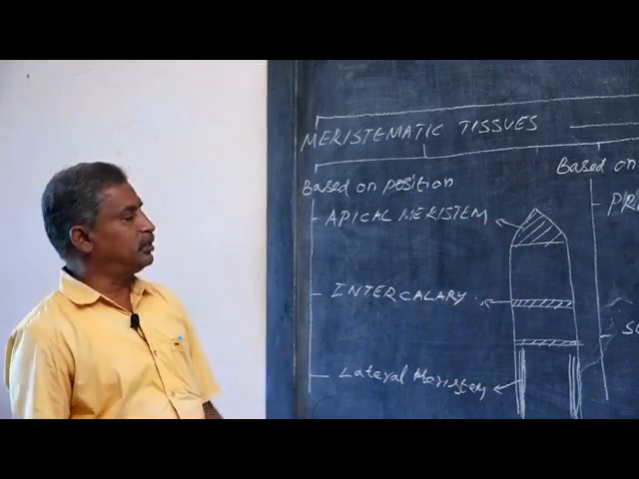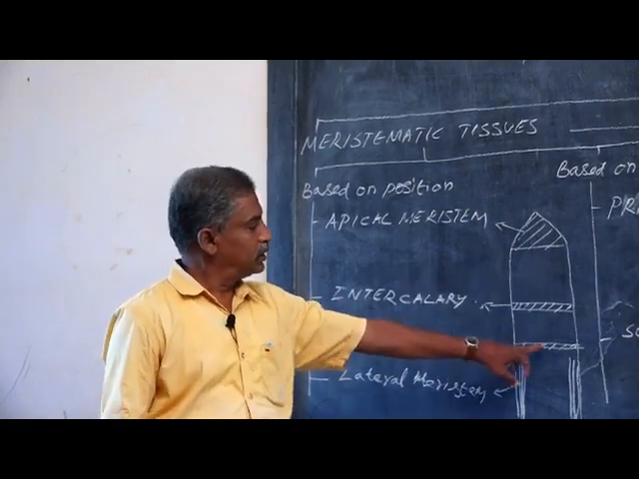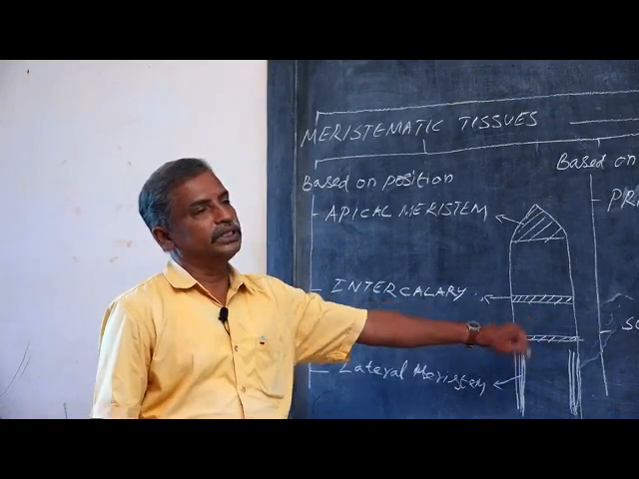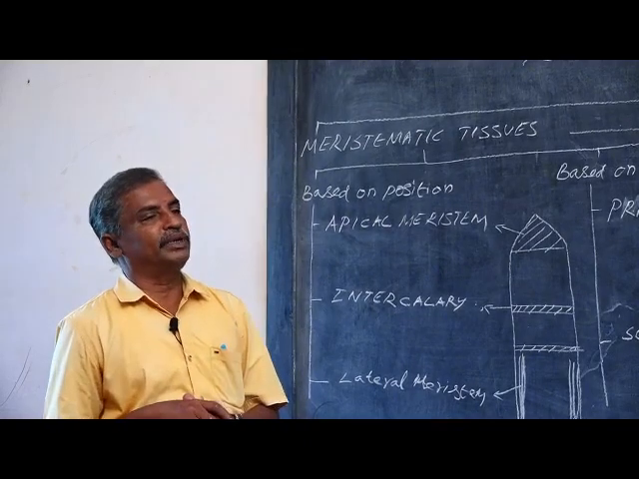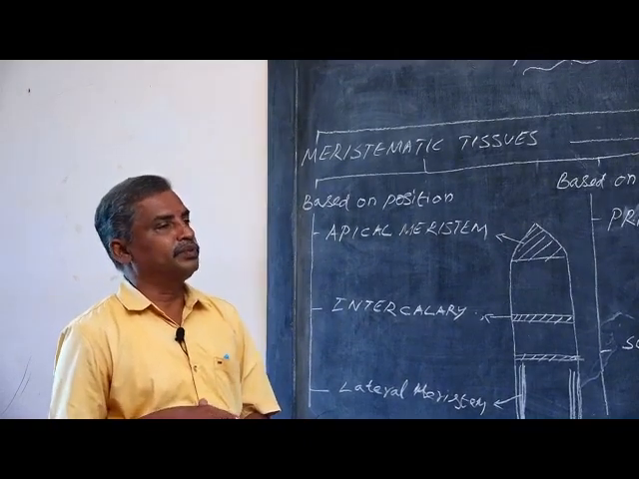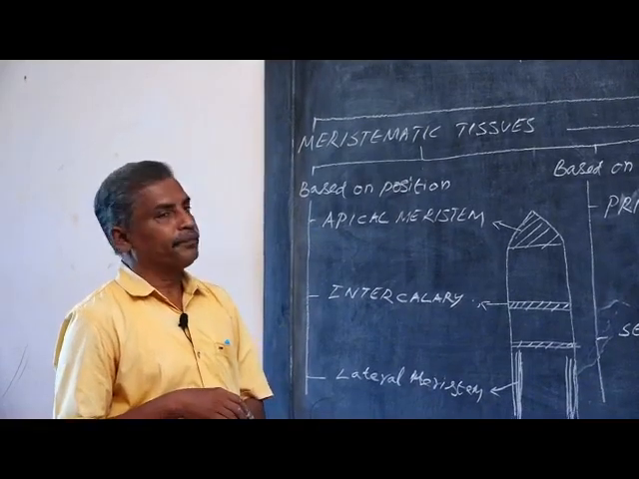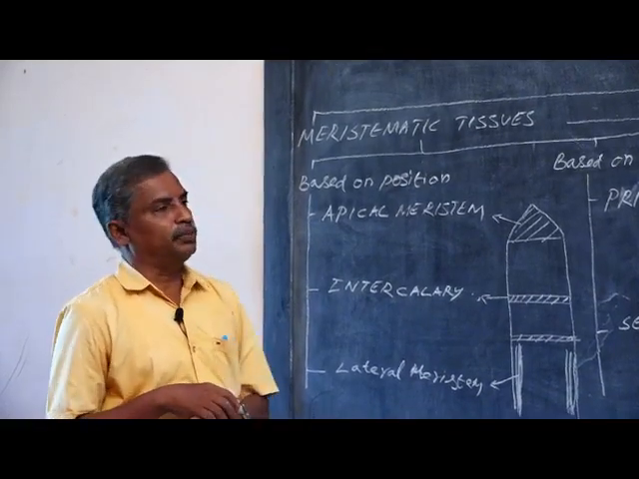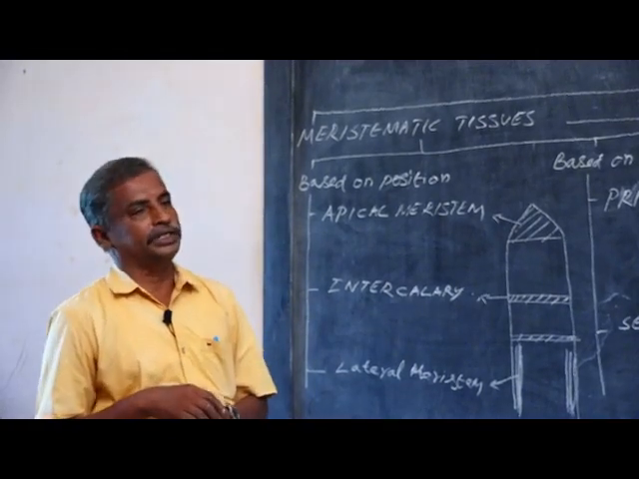The intercalary meristem is mostly found in the nodal region. This is the node, this is the internode. This portion is the internodal region. In the nodal region, the intercalary meristem is present, which forms new cells. It undergoes active cell division and produces new cells, which are responsible for the internodal elongation.